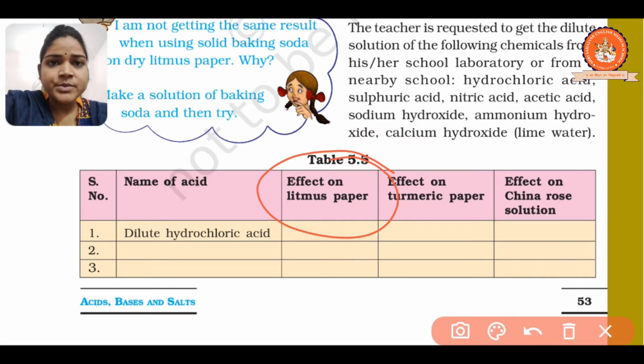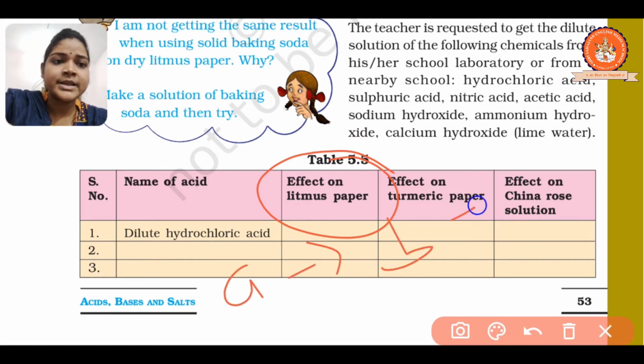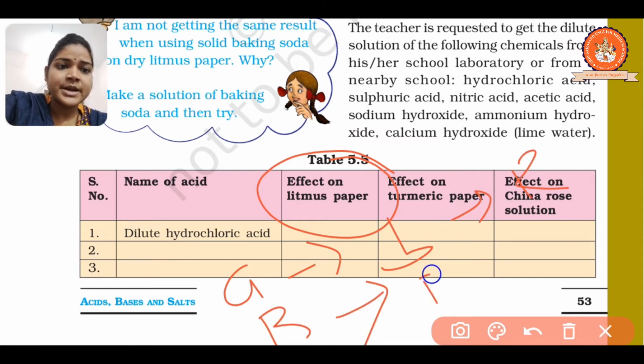we already observed that if the solution is acidic in nature, at that time blue litmus paper turns red, and when the solution is basic in nature, then red litmus paper turns blue. So in an acidic solution blue turns red, and in a basic solution red turns blue, right?